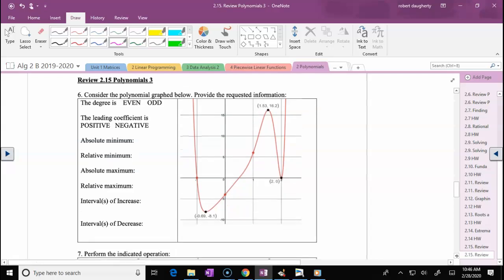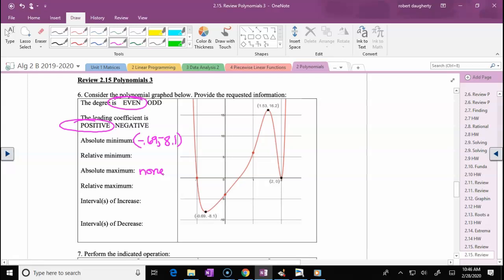Looking at this polynomial, is this even or odd degree? This has to be an even degree polynomial. It goes up on both ends. Leading coefficient has to be positive. Absolute minimum is this point here, what, negative 0.69, negative 8.1. Okay, is there an absolute maximum of this point? There is no absolute maximum of this point.